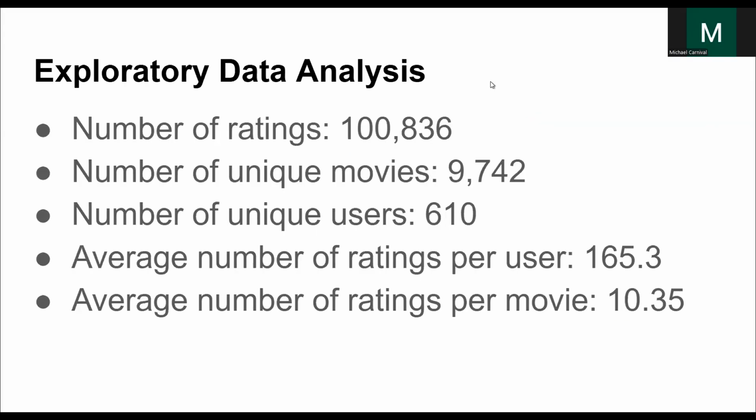Through exploring the small movie dataset gathered by GroupLens research group at the University of Minnesota, there are approximately 100K ratings, 9,742 unique movies, and 610 unique users. There are an average of 165.3 ratings per user. There are an average of 10.35 ratings per movie.